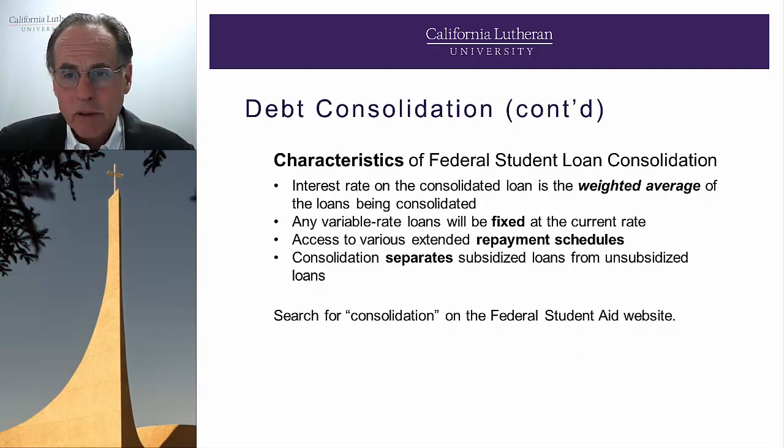What are the characteristics of federal student loan debt? The first characteristic is that the interest rate on the consolidated loan is the weighted average of the loans being consolidated. So what does that mean? Well, if you have a $7,500 student loan at 4% and a $7,500 student loan at 6%, then the new consolidated federal loan, which would be $15,000, would carry an interest rate of 5%.